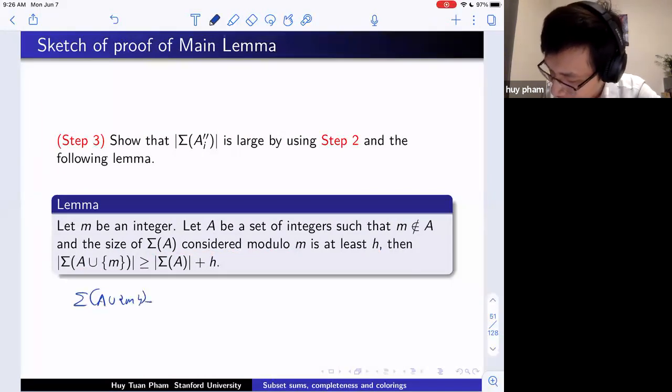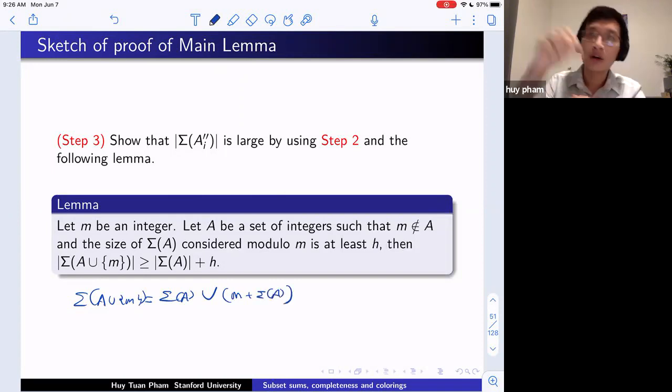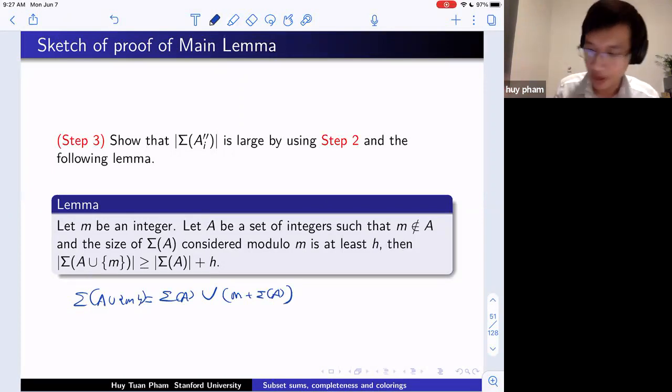The reason for this is simply that sigma of A union M is just sigma of A together with M plus sigma of A. And for each of the modulo M classes in sigma of A, once we add M to it, it must extend by 1 extra element. And so if there are at least H modulo M classes in sigma of A, once we add the element M, we'll have to extend by at least H extra elements, which explains this bound.